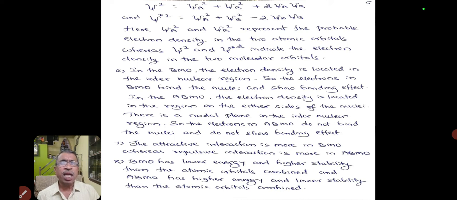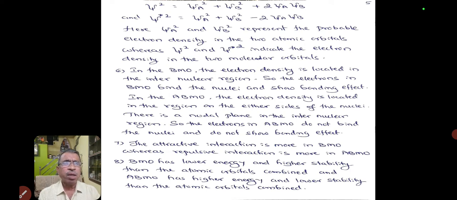Here psi A square and psi B square represent the probable electron density in the two atomic orbitals, whereas psi square and psi star square indicate the electron density in the two molecular orbitals. In the bonding molecular orbital, the electron density is located in the internuclear region. So, the electrons in bonding molecular orbital bind the nuclei and show bonding effect.